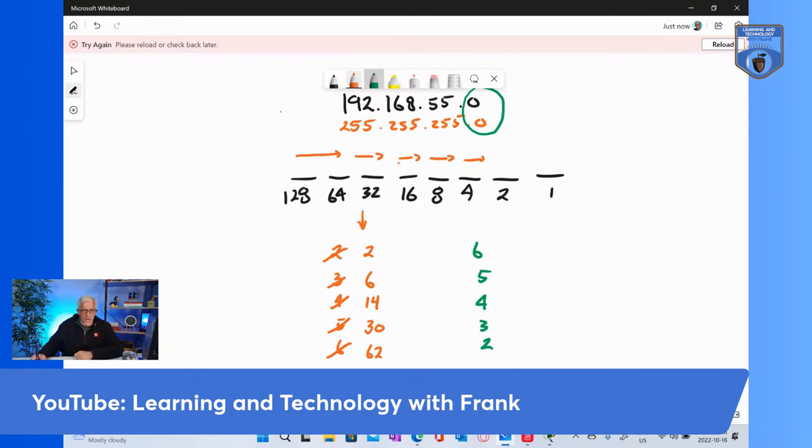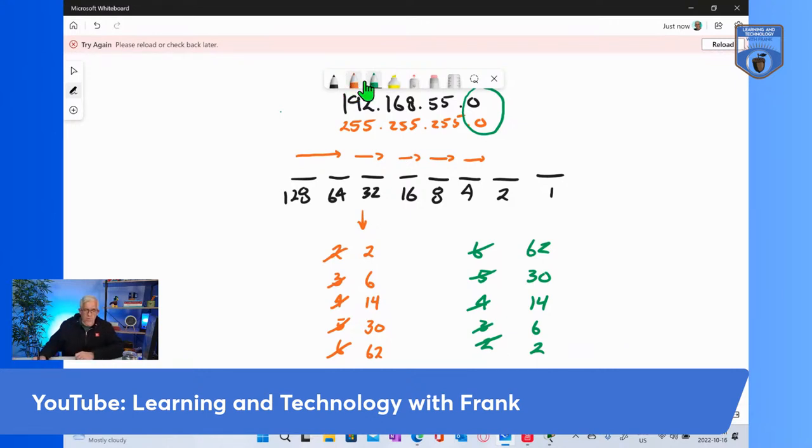With the host side, I don't want to do all that math again. No problem. It's just the reverse. 62, 30, 14, 6, and 2, right? It's the same thing, just in reverse. So if I create 2 subnets, 62 on each. If I create 6, 30 on each. That's the one I demoed. 14, 14, 30, 6, 30, 62, 2. So how do I do that?